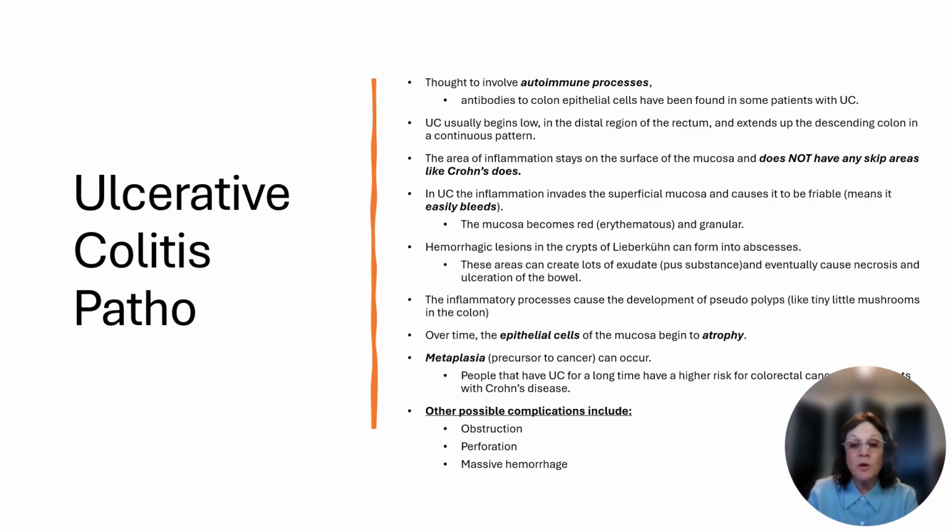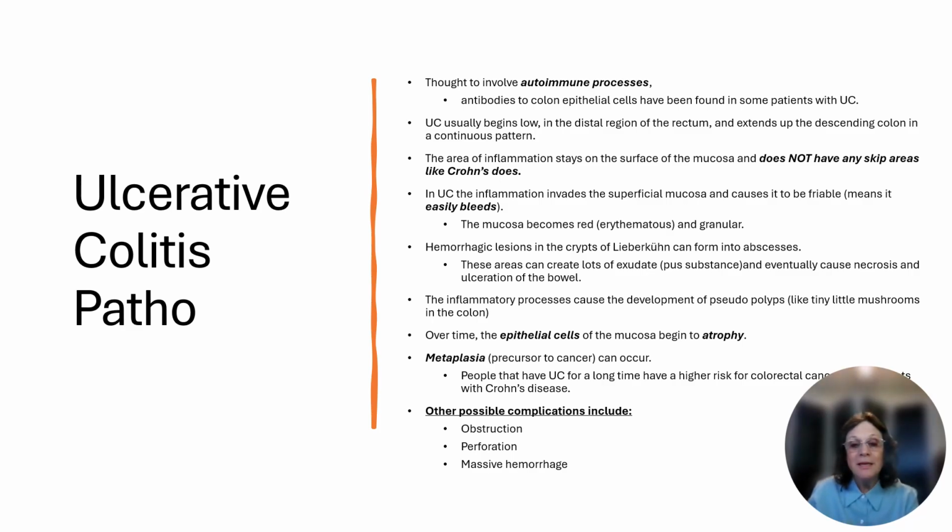So the inflammatory process causes the development of these pseudo polyps, which look like teeny tiny little mushrooms inside of the colon. And over time, the epithelial cells of the mucosa of the large intestine start to atrophy. They shrink, they break down. And then they can have metaplasia that starts to occur. And again, metaplasia is a precursor to cancer.